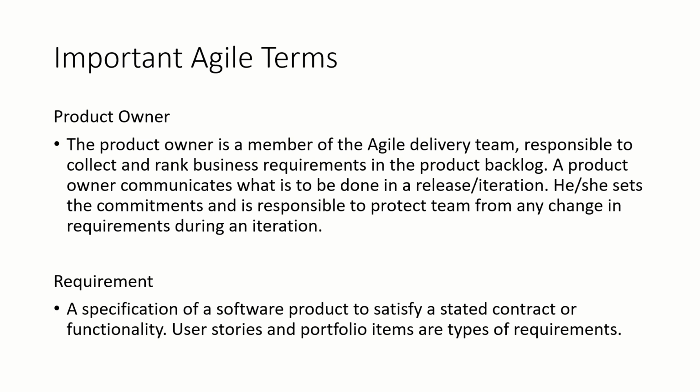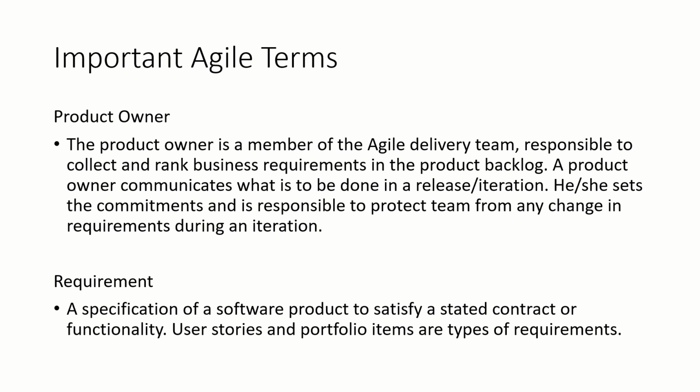What are the important terms of Agile? Here I have listed a couple of important terms related to the Agile methodology, such as product owner and requirement. There are around 10 to 15 important terms related to Agile, so you can understand how Agile works in a better way. That is why I have listed them out. First of all, let me explain what a product owner is.